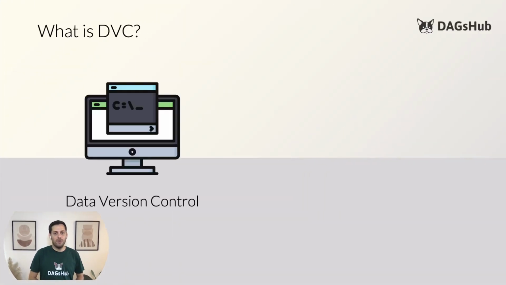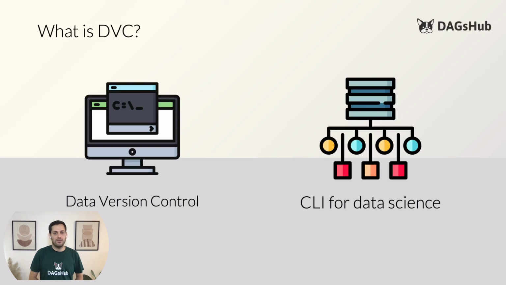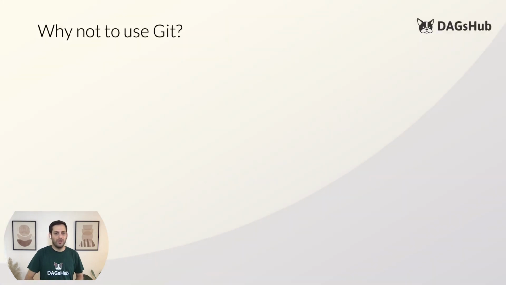DVC stands for Data Version Control. It's a CLI tool for data scientists to manage their project, version their large files, and easily reproduce their entire project. Sounds familiar, huh? Well, you're right. DVC is very similar to Git. So why do we need another tool in our toolkit?